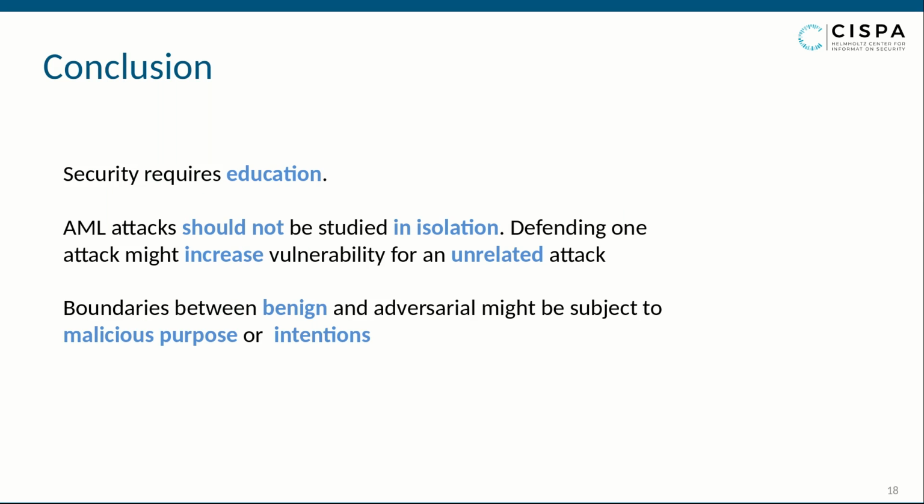So let me summarize my talk. In the first part, I talked about how security requires education, which means that we need people who apply machine learning in the real world, who are aware of the threats that are at least possible, to take countermeasures. Then the conclusion of the second part is that it might be the case that attacks, or defenses against attacks, actually ease other attacks. So we should not necessarily study attacks in isolation, although this is very good to understand the particular attack, but in the long run, we should start to get the big picture and how attacks interact and how defenses interact with each other.